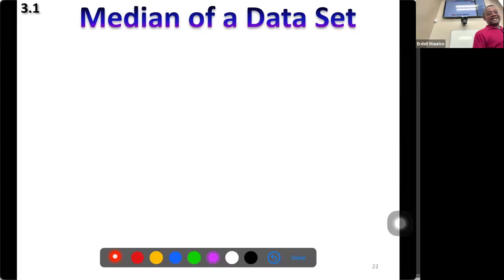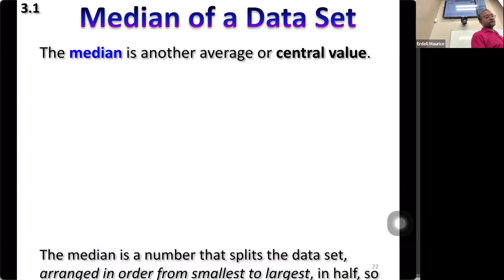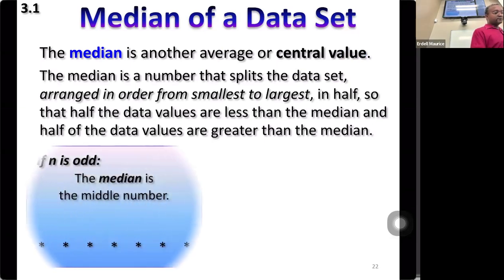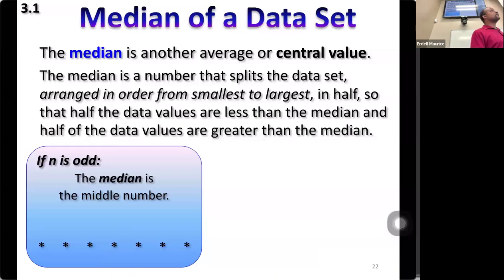All right, the median of a data set. This one's interesting. Anyone knows what the median of a data set is? Middle number, yes. The median of a data set is found by putting all the numbers in order of size and choosing the number that's in the middle. So it's a little bit more complicated than you think. If you have an odd number of numbers, you just pick the number in the middle.